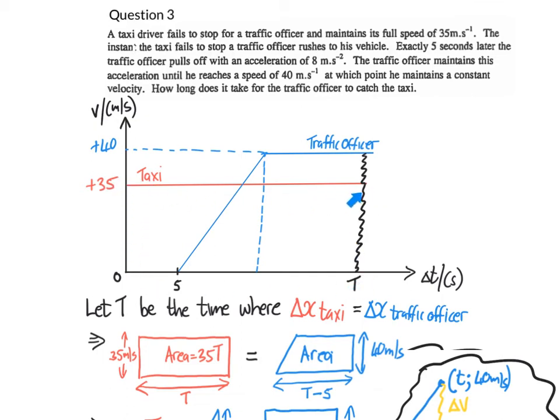Now that graph is a rectangle. We know its height is 35 meters per second, but the length of it is unknown. It's T, but we want to solve for T, so that's great. So the area is 35 times T, and that area needs to equal the area under the graph of the traffic officer's motion. So I write this equation graphically.